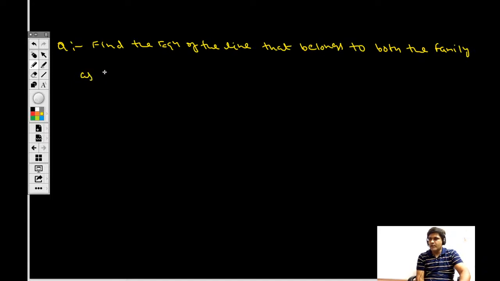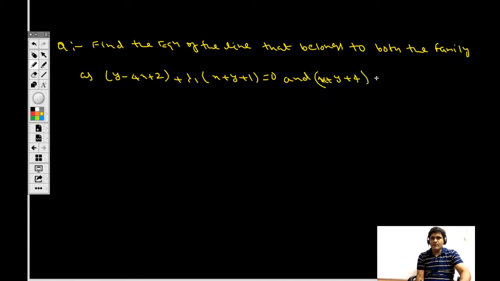The first family is y minus 4x plus 2 plus lambda 1 into x plus y plus 1 equal to 0. And another family is x plus y plus 4 plus lambda 2 into 2x plus y plus 1.